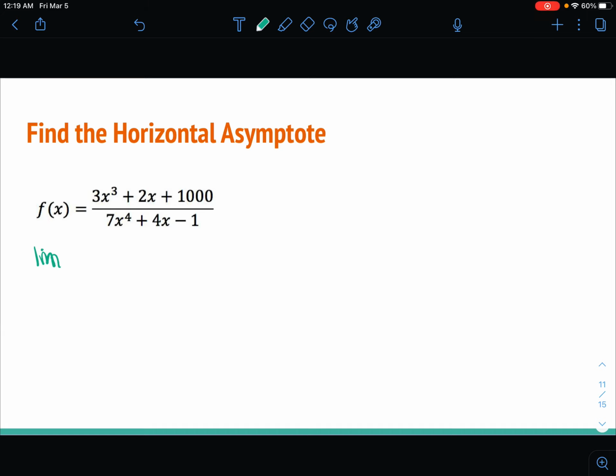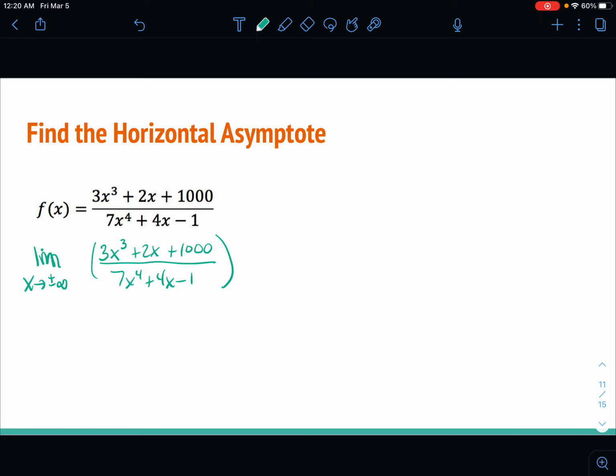So we can say the limit as x approaches positive or negative infinity for this function, and in this case, we're looking at 3x cubed plus 2x plus 1,000 over 7x to the fourth plus 4x minus 1. Now, I want you to think about this. If I plug something huge in for all these x's, what's going to be the bigger part, the numerator or the denominator?